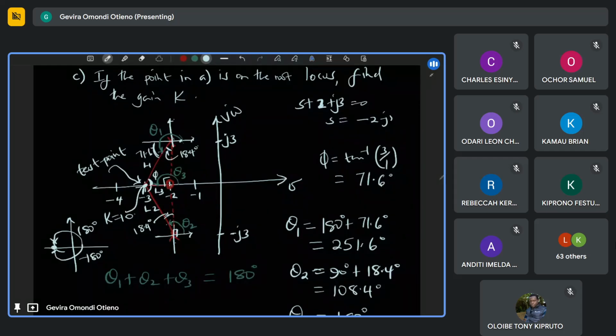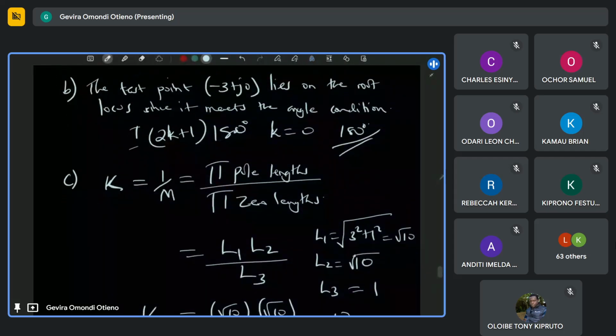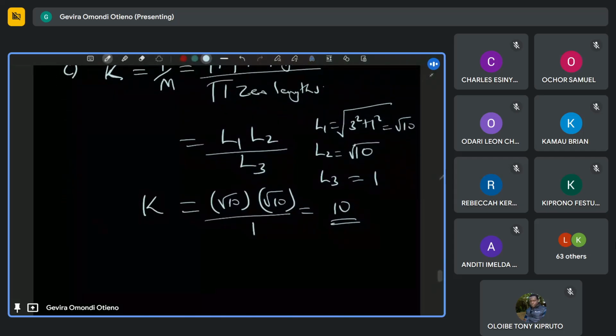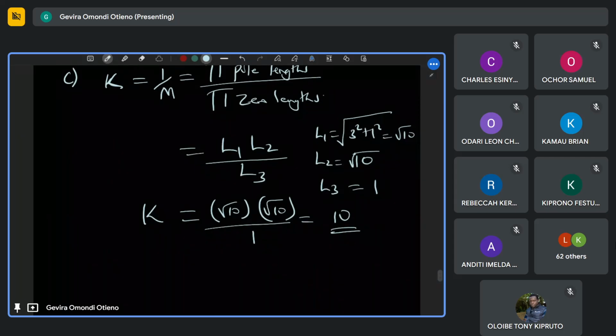Maybe when K is 100, you might find that it lies on the other side. But when K is 10, notice it's in the left half plane, so our system is stable. That marks the end of the third question, which was asking for the gain. So that is how you test whether a point is on the root locus or not, and you're also able to tell its gain at that point.